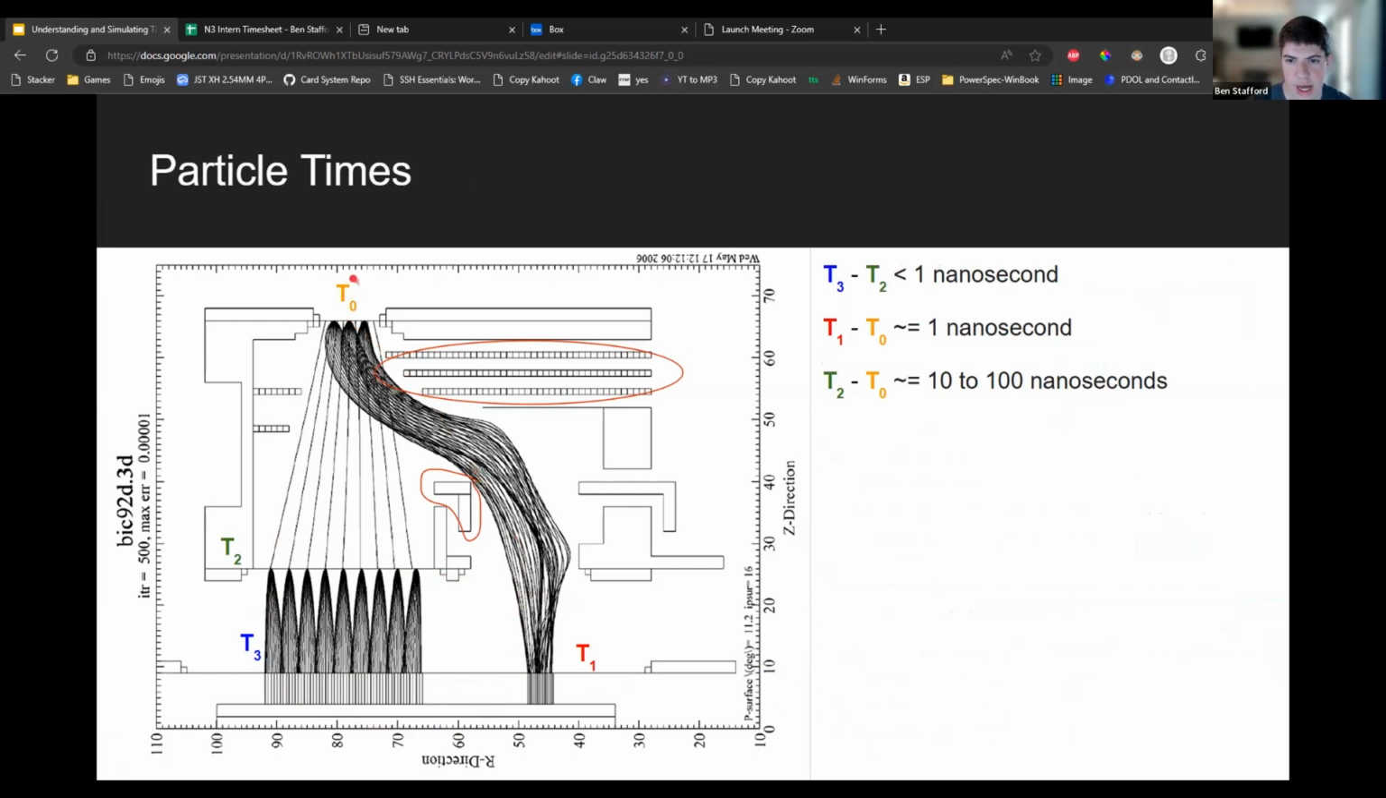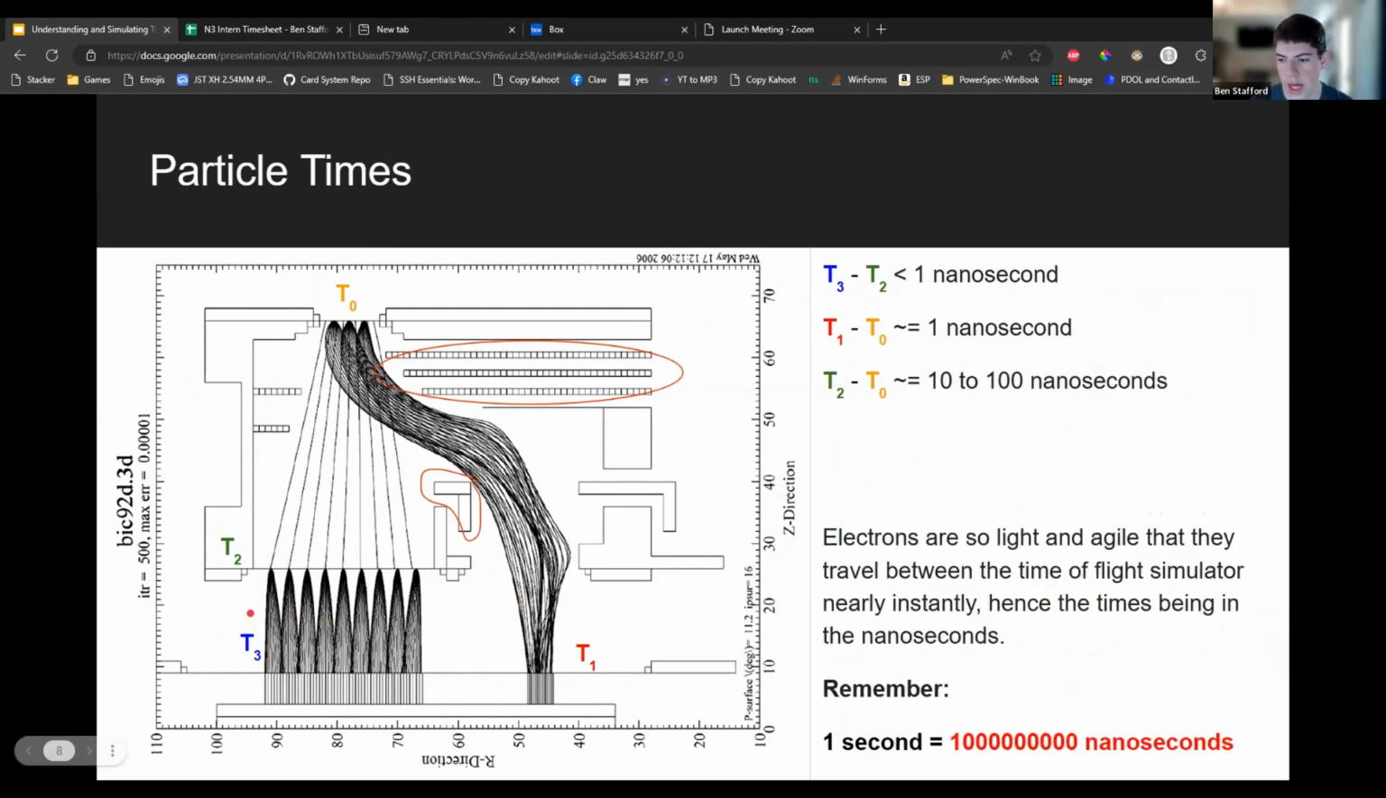At this point, I can talk about the particle time. So I have different variables here signifying different parts of the analyzer. First off, T3 minus T2, which is the distance between these 2 variables, is less than 1 nanosecond. To put that into perspective, 1 second equals 1 with 9 zeros nanoseconds. So this is happening in like a billionth of a second, almost instant.